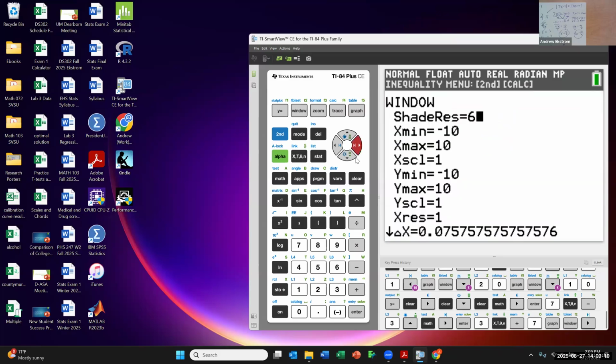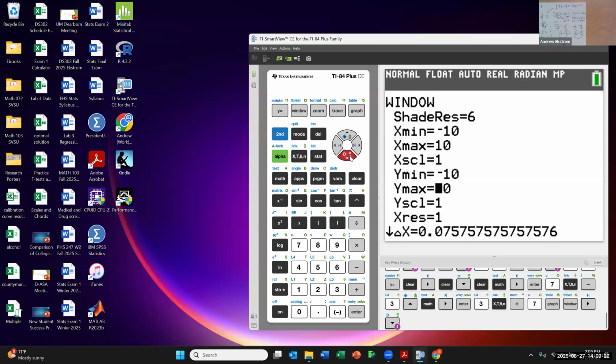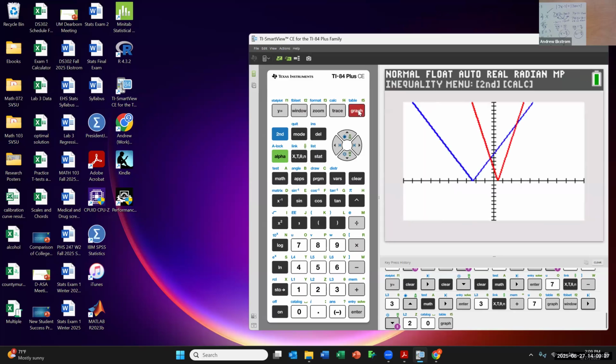So go back and change the window. And let's say change the max here to 20. See what that looks like. So now we can figure out what the other value is. It's right about here. Looks like it might be somewhere between 2 and 3 and positive. Is 5/2 between 2 and 3? 2.5 between 2 and 3. So again, graph it, see what you should be getting, then go back and do the math.